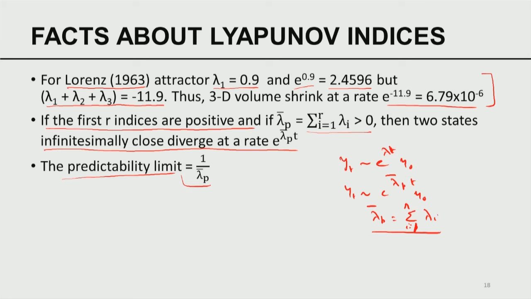Now you can see if there is more than one Lyapunov index that is positive, lambda bar p is larger. If lambda bar p is larger, 1 over lambda bar p is smaller. Therefore, if a system exhibits a larger number of positive Lyapunov indices, in such a system the predictability limit is much smaller. If a system does not have any positive Lyapunov index, then I can make predictions for long periods of time. So that's the ultimate essence of the theory of Lyapunov index.